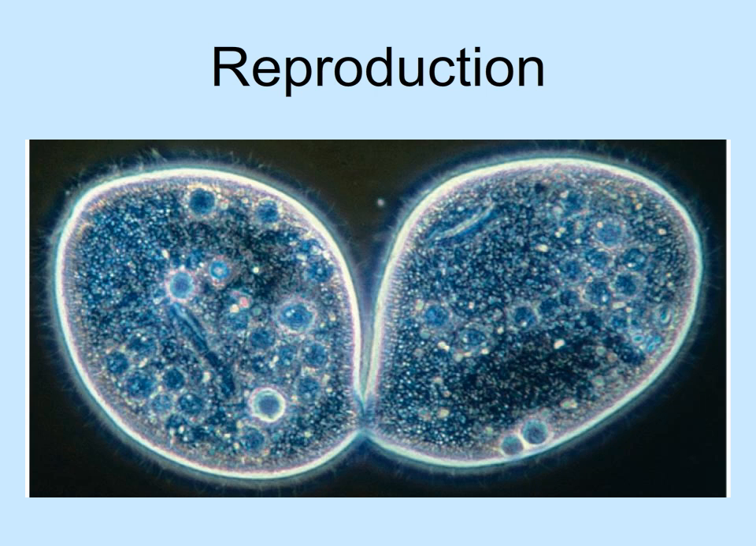Reproduction. Asexual reproduction occurs when offspring are produced from a single parent and occurs in single-celled organisms such as this paramecium, as well as multicellular animals such as hydras and sponges.